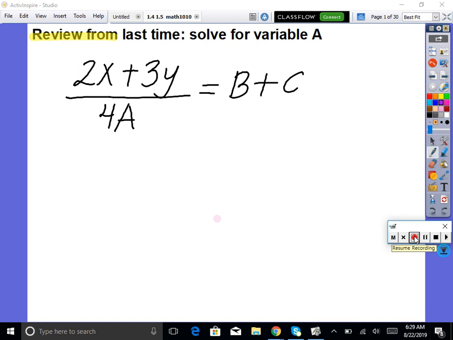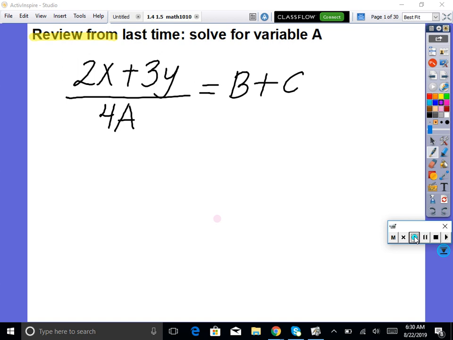Okay, so this says solve for variable a. So you'd say, okay, in this equation here, there's only one a, correct? So we're just trying to get a alone. Now notice, isn't it in the denominator? Meaning the bottom of the fraction. So we need to bring it to the top somehow.